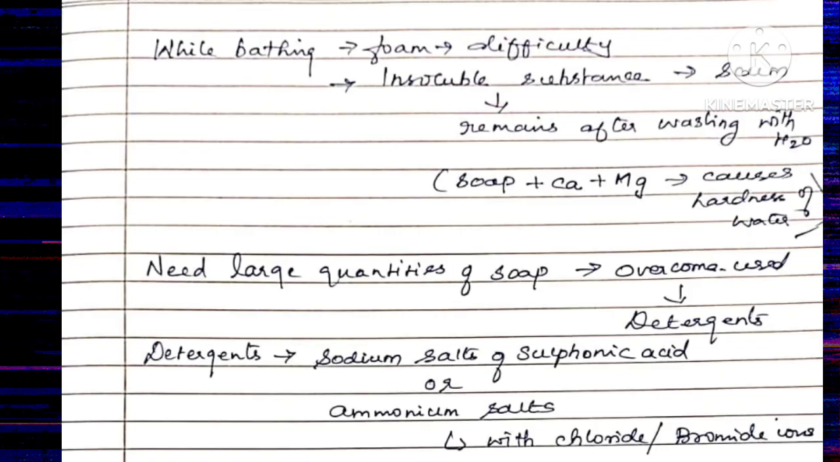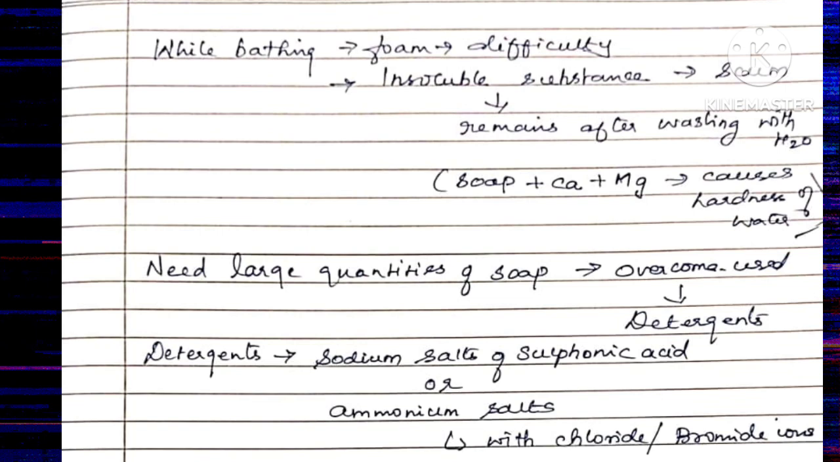In some cases while bathing, there will be difficulty in the formation of foam due to insoluble substances called scum, which remains even after washing with water. So soap with calcium and magnesium leads to hardness of water. In this case, we need large quantities of soap. To overcome this, we use detergents.